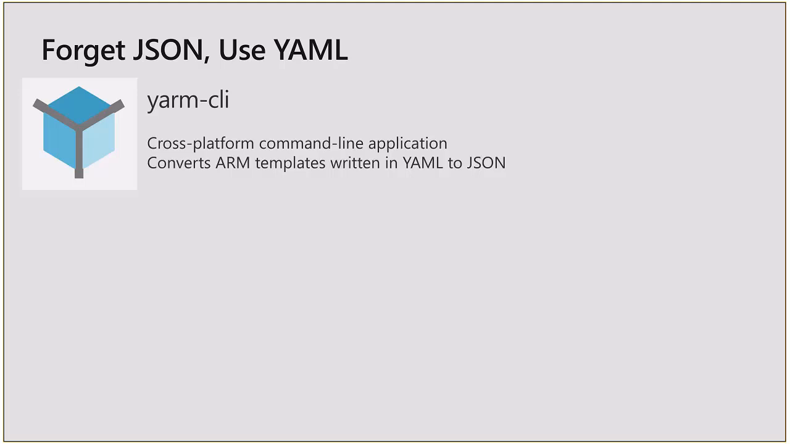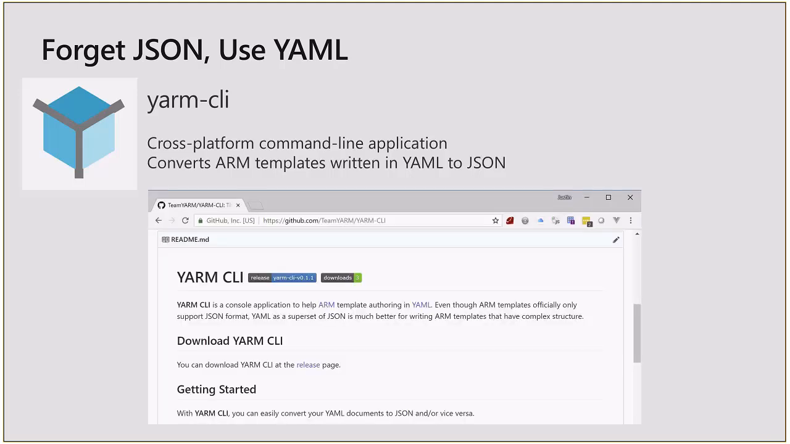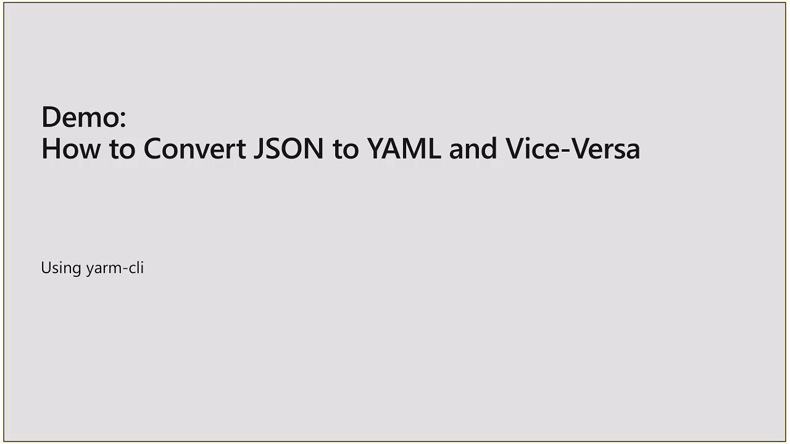If you are interested, it's open source on GitHub. This is the GitHub repository. So if you are interested, visit that GitHub repository and play around with it. Now, let's have a look at how we can convert YAML into JSON format.